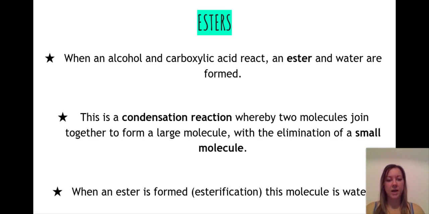And when we look at putting these two molecules together, I'll show you how the water molecule comes off. A condensation reaction is very important. You need to know the definition for that. And you need to know that esterification is a type of condensation reaction.